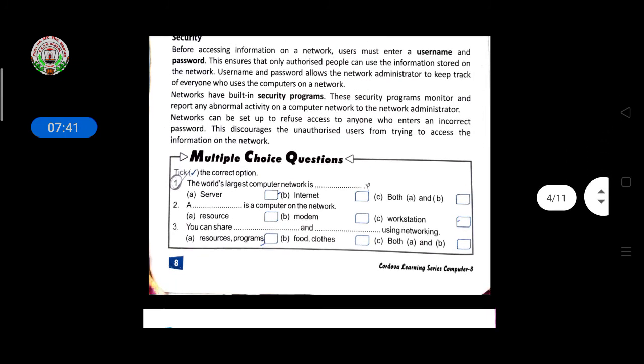So here, networks have built-in security programs, so that the security programs monitor and report any abnormal activity in the computer network to the network administrator. And you have to write only the correct password, or if someone enters an incorrect password, it will show the information to the network.